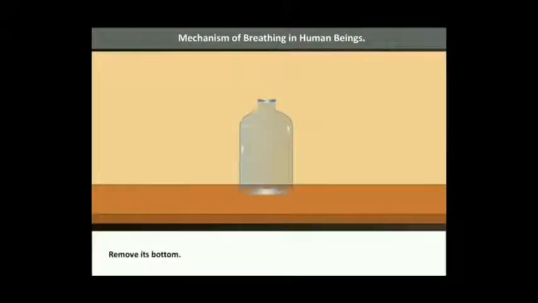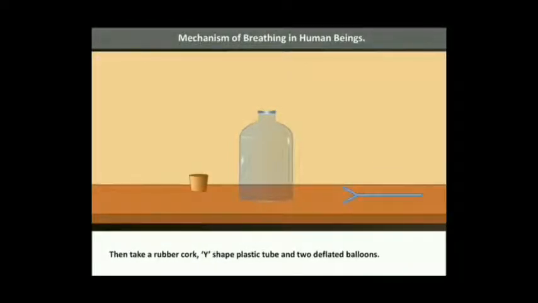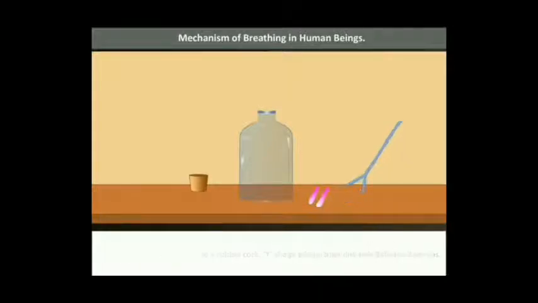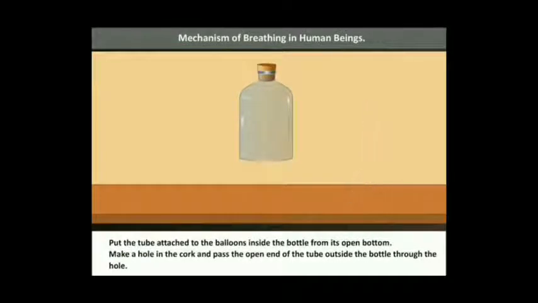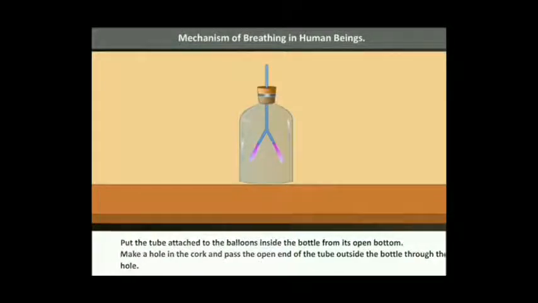Take a transparent plastic bottle and remove its bottom. Then take a rubber cork, a Y-shaped plastic tube and two deflated balloons. Now fix the balloons to each fork-end of the tube. Cap the bottle with the cork. Put the tube attached to the balloons inside the bottle from its open bottom. Make a hole in the cork and pass the open end of the tube outside the bottle through the hole.